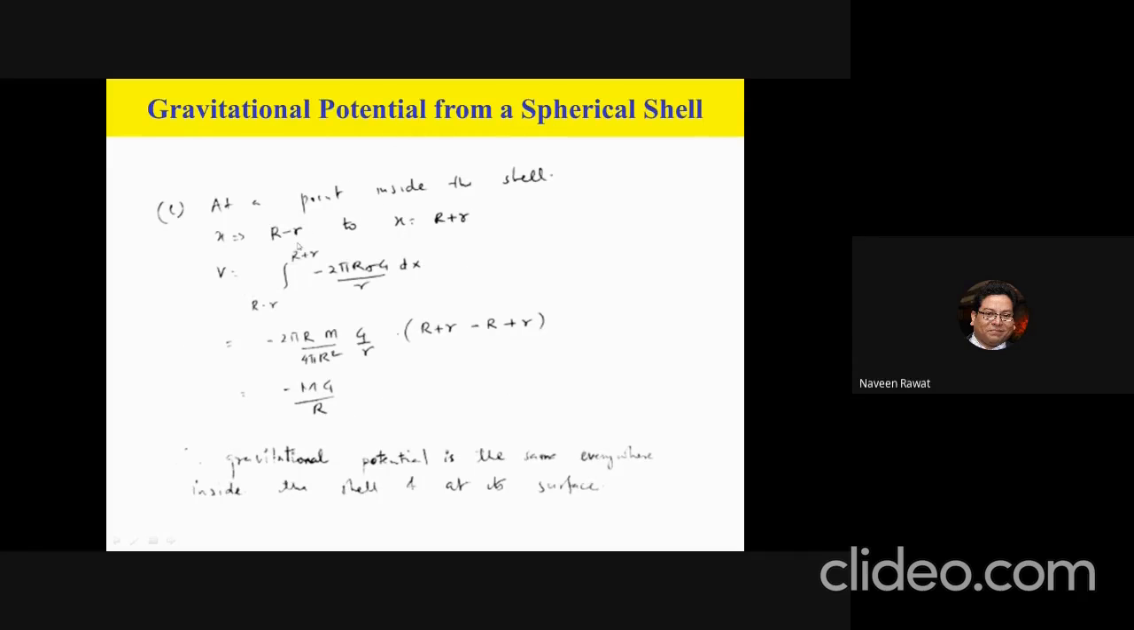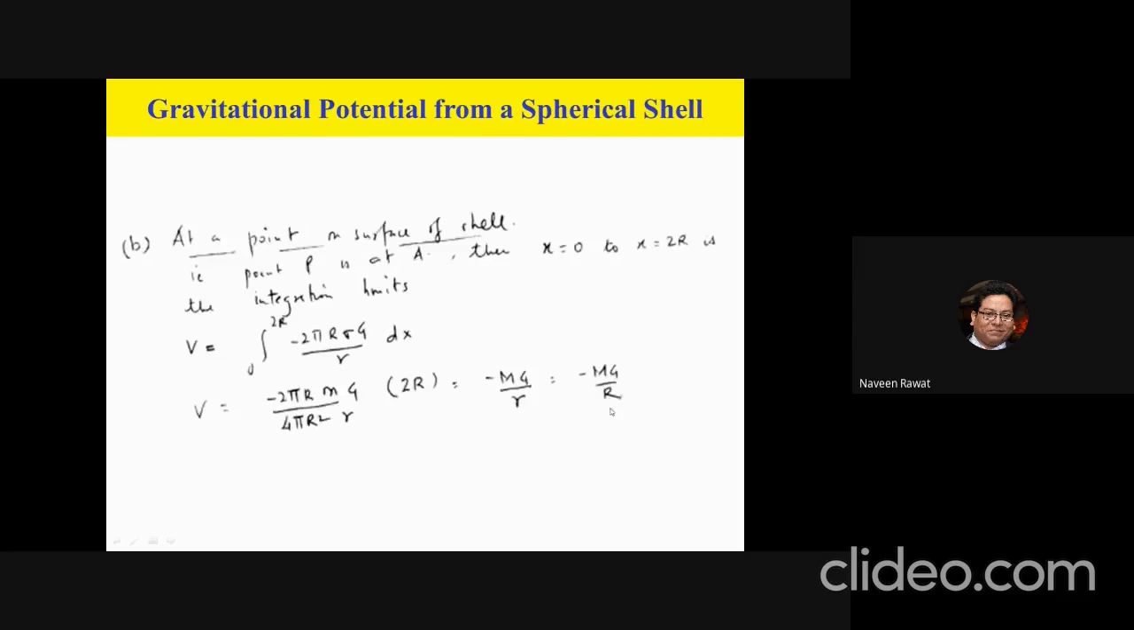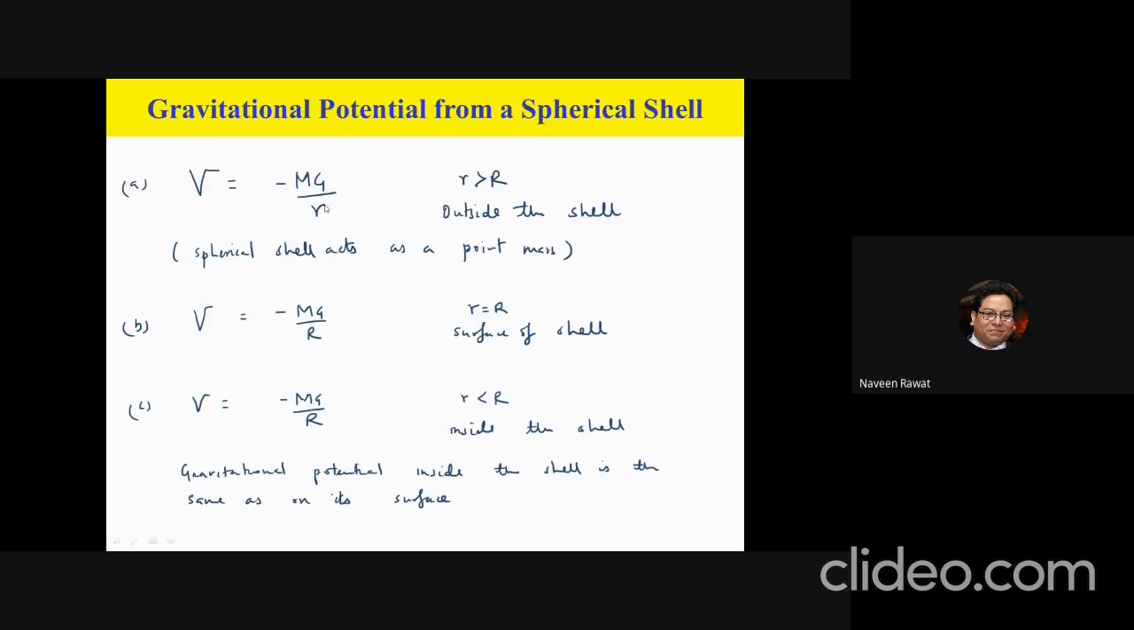Again the integration limits will change, just like before. You will solve it and you will find that the value is minus mg by R, and that is exactly the same value that you're getting at the surface. So to summarize, for the potential of the spherical shell, outside the spherical shell we are getting V is minus mg by r, so it just acts like a point mass. At the surface it is minus mg by capital R, that is the radius of the shell. I should write that down. R is the radius of the shell, and inside the value is the same.